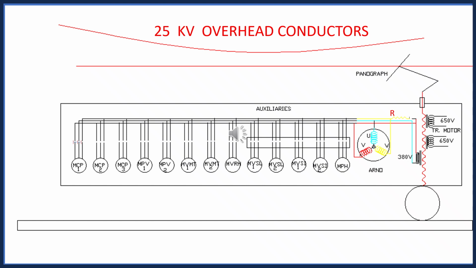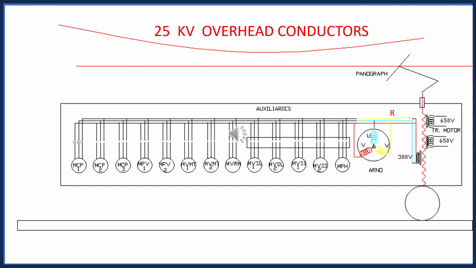MPH and MVI are for pump, but MPV is exhauster. MPV1, MPV2. Somewhere an exhauster is required where vacuum brake is applicable, but nowadays it is almost not required.